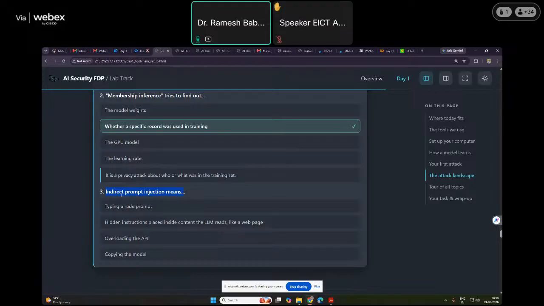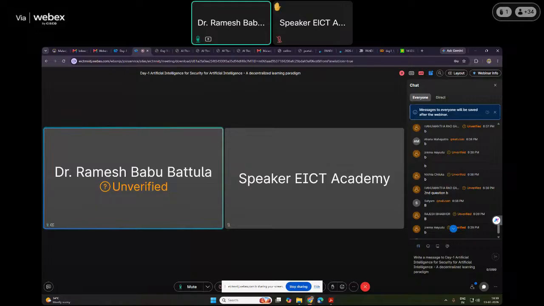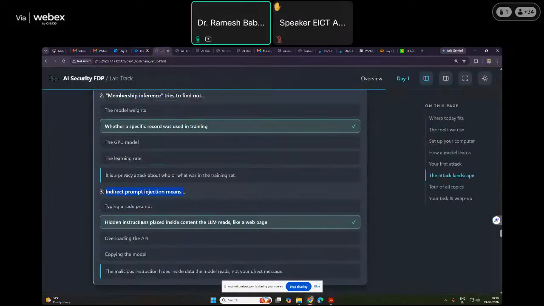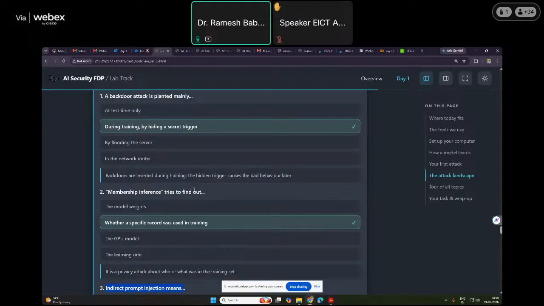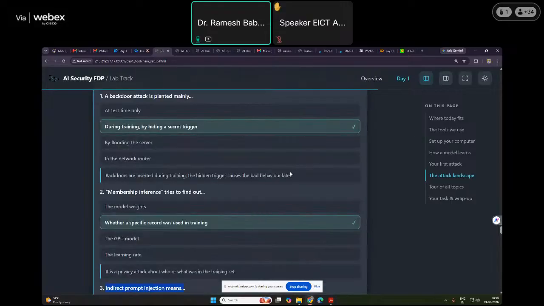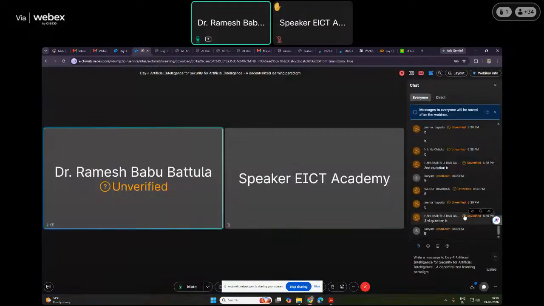So moving on to the third question, indirect prompt injection means. So what is the meaning of indirect prompt injection? It is typing a root prompt, hidden instruction placed inside content the LLM reads, overloading the API, or copying the model. So what do you say? Third question B. Okay, so it is going to be B. Correct. So today I'm deliberately having a very easy quiz, but moving on to the next sections, I will have hard quizzes also, so you can feel a bit interactive. Would it be fine?